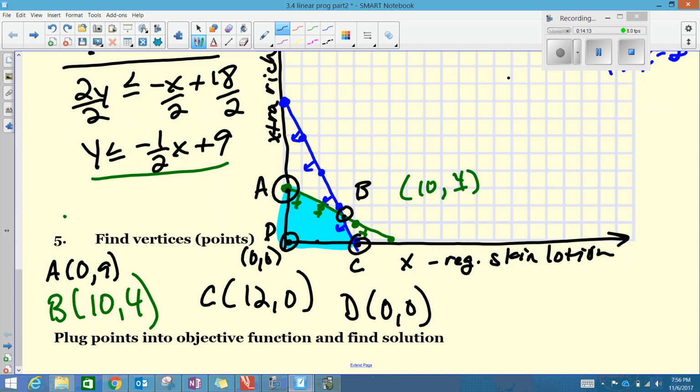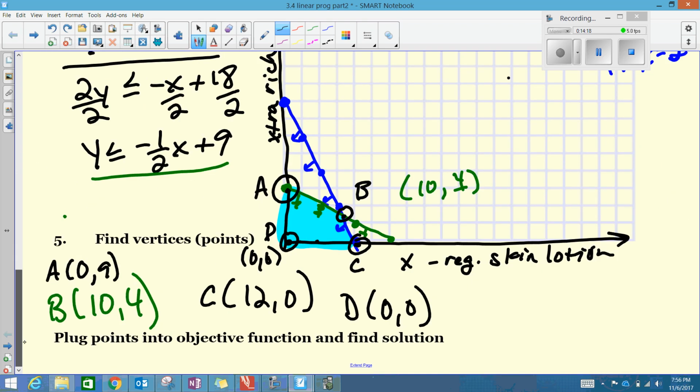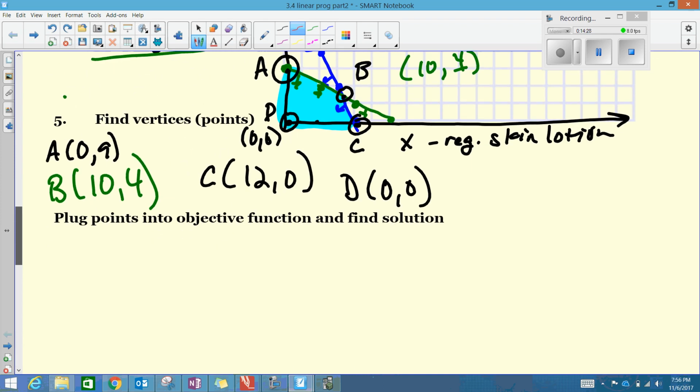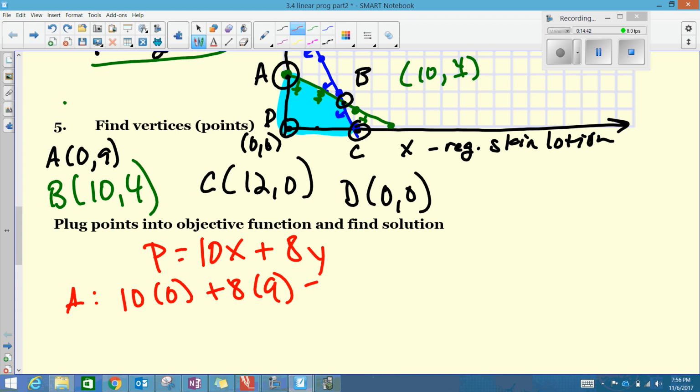So now, to find my winner, I'm going to plug them into 10x plus 8y. So that was my objective function. Oh shoot, sorry, 10x plus 8y is my profit. So if I plug in A, I'm saying 10 times 0 plus 8 times 9 gives me 0 plus 72, gives me $72.